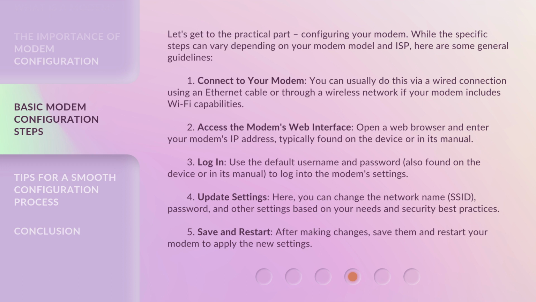4. Update settings. Here, you can change the network name, SSID, password, and other settings based on your needs and security best practices. 5. Save and restart. After making changes, save them and restart your modem to apply the new settings.